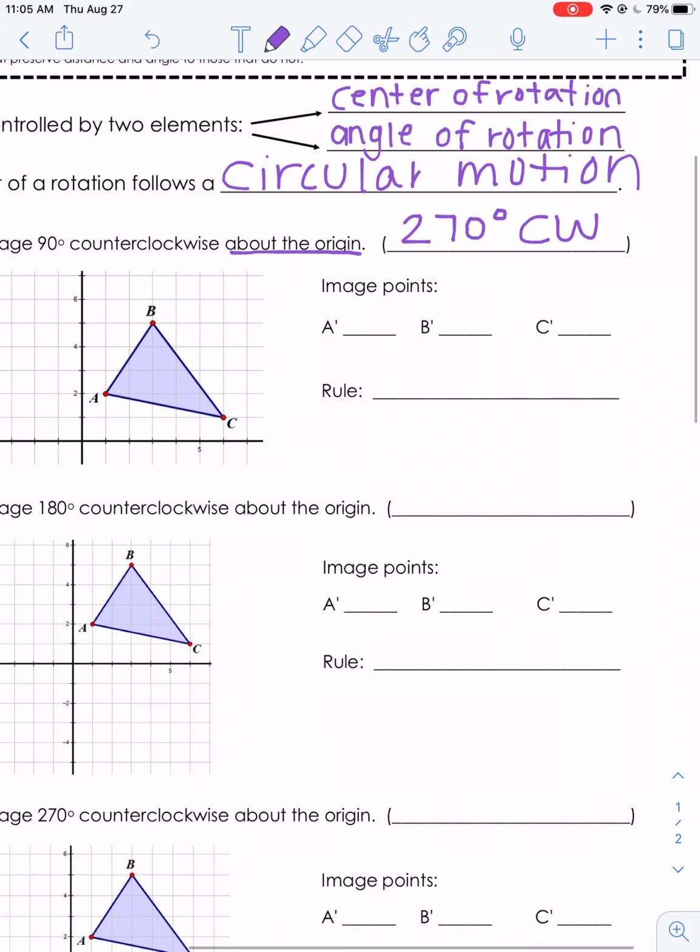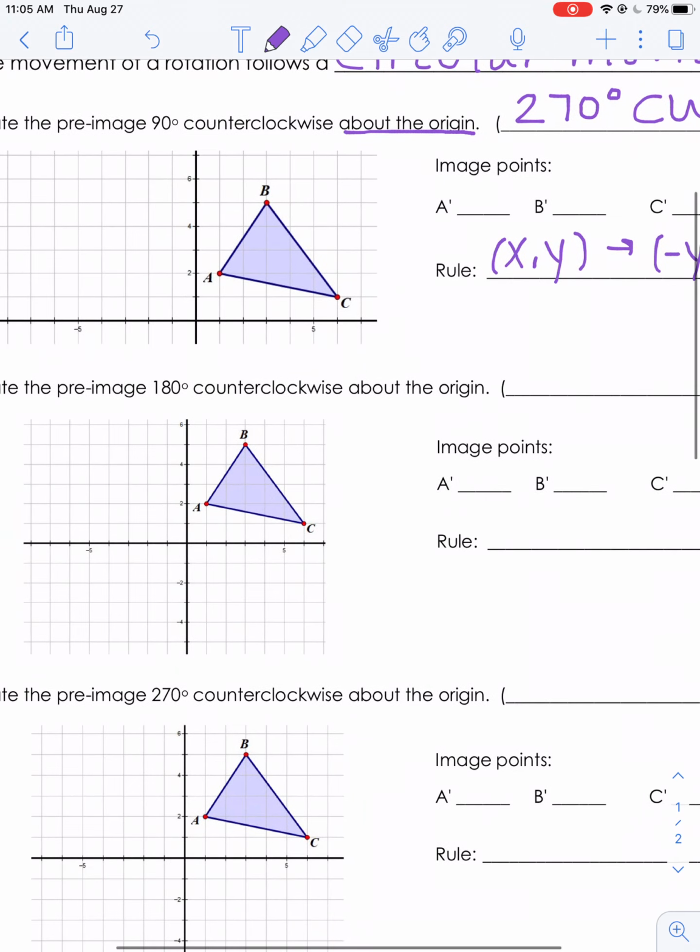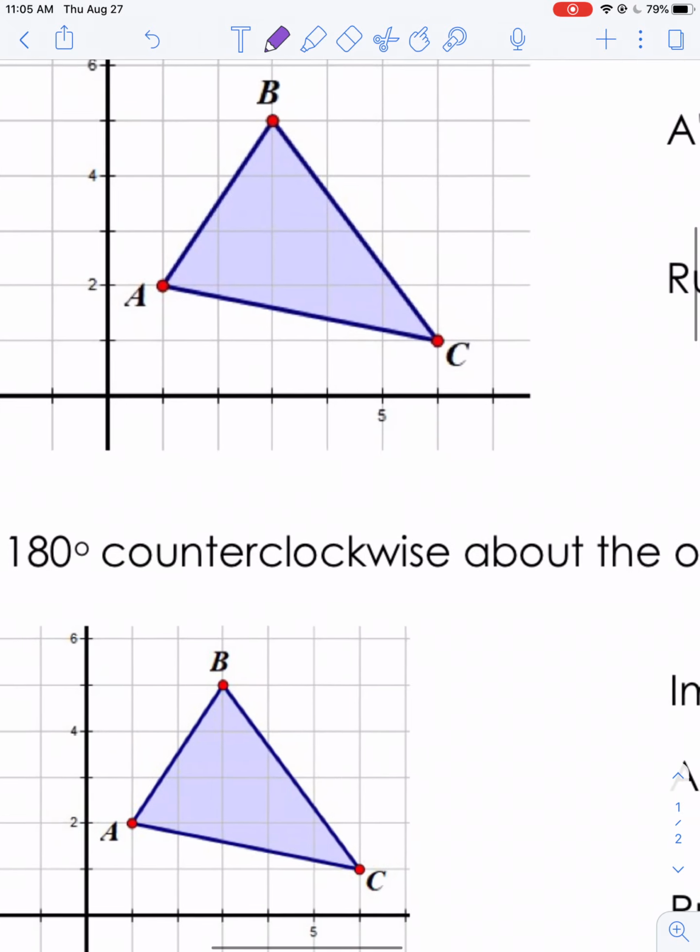And so the rule for rotating 90 degrees counterclockwise is that the pre-image (x, y) becomes (negative y, x). Remember, negative doesn't mean it becomes negative. It means it changes sign. Negative y, comma, x. And now that rule will work for all of the points if I want to rotate 90 degrees counterclockwise. So I've got an image right here, and we're going to rotate this one.